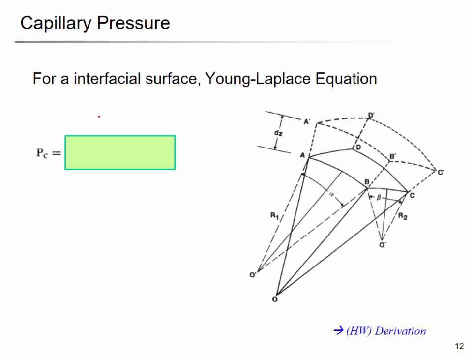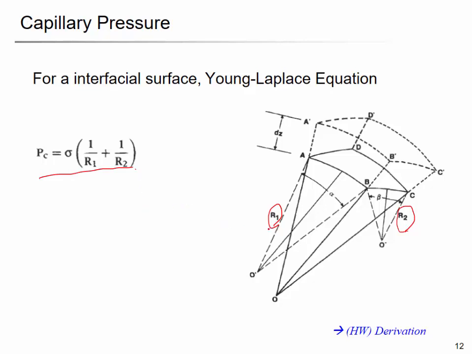We've seen the Young equation, and from the Young equation, you can derive this Young-Laplace equation. So you have a meniscus with two curvatures. One is R1, with the radius R1, and the other is the small radius R2. And the capillary pressure acting on this meniscus is defined as this equation.